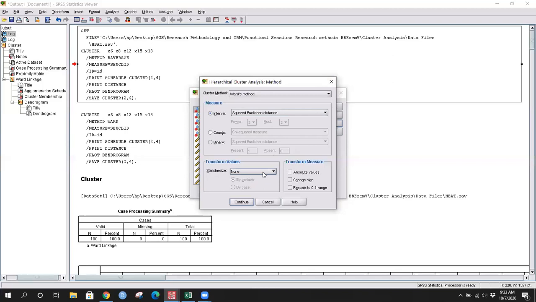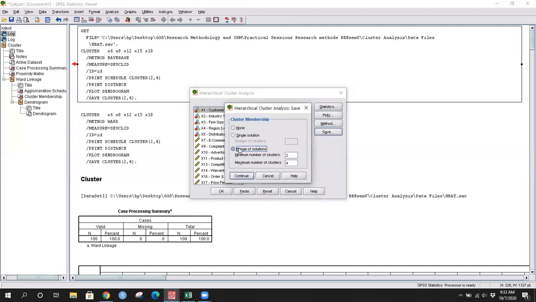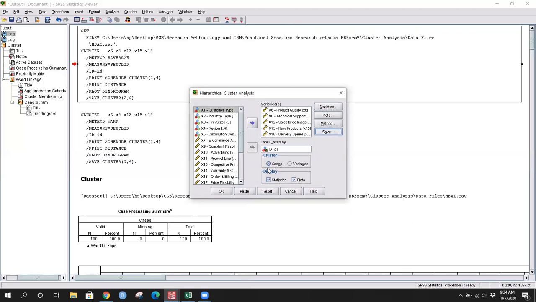So right now, because my data is perfectly good and it's not having several denominations, I'm just going to go with none. And then continue. We're going to go to save. Save again. I want to save a range of solutions, that is minimum clusters 2, maximum 4. Continue. Then display statistics, plots, and cluster.